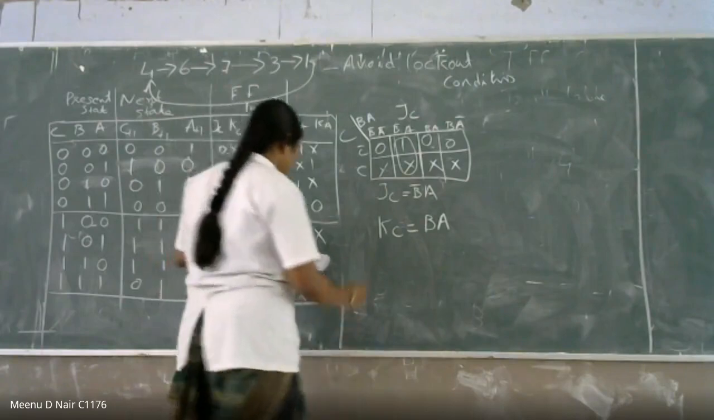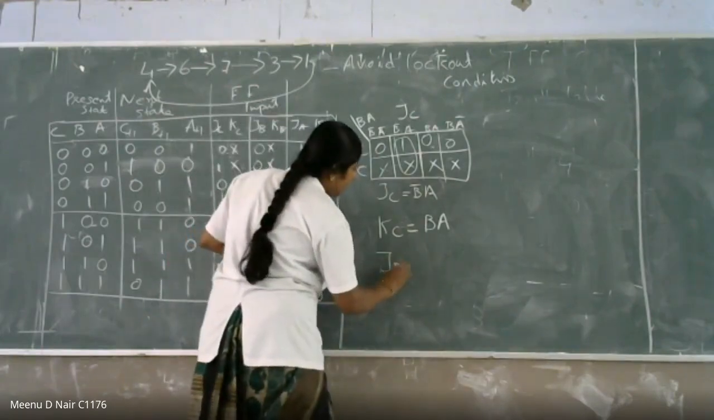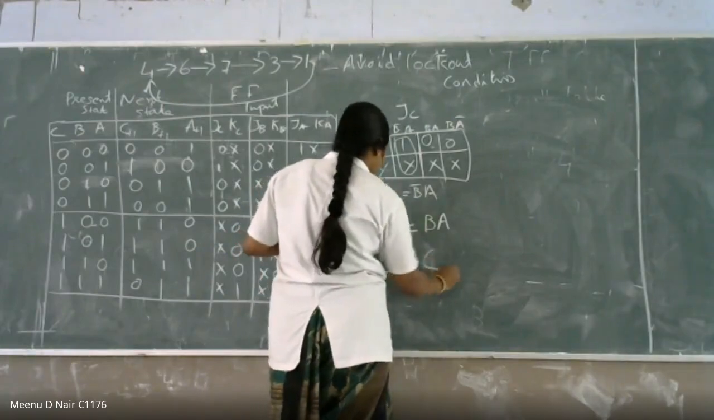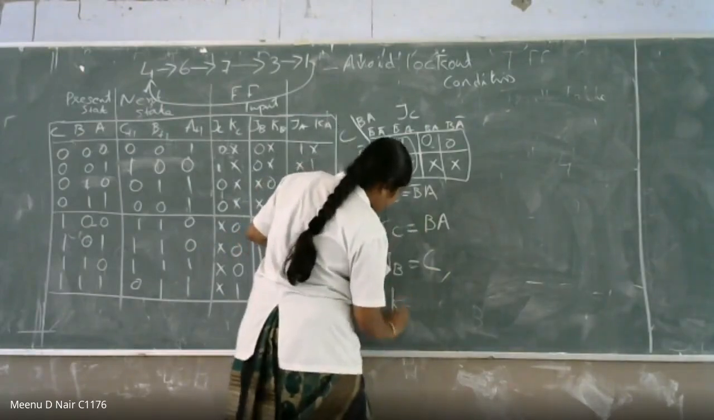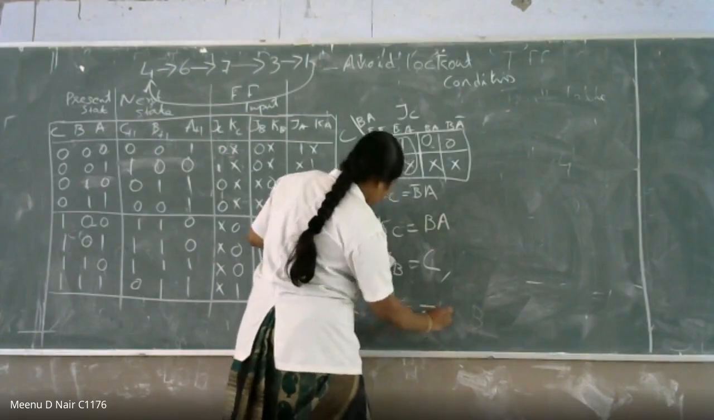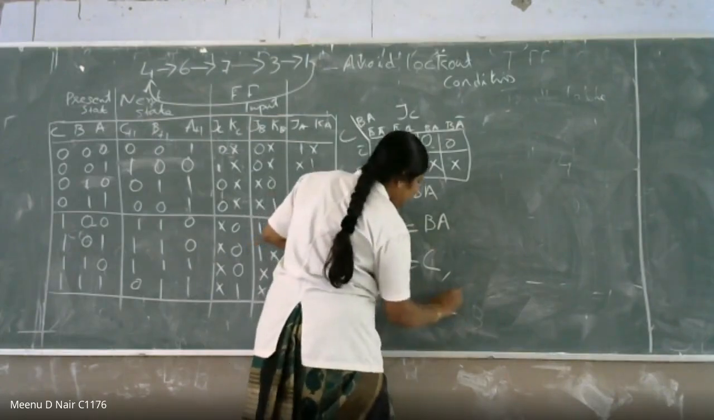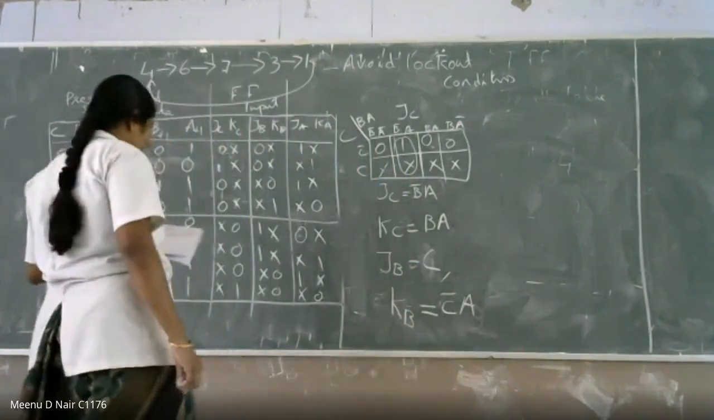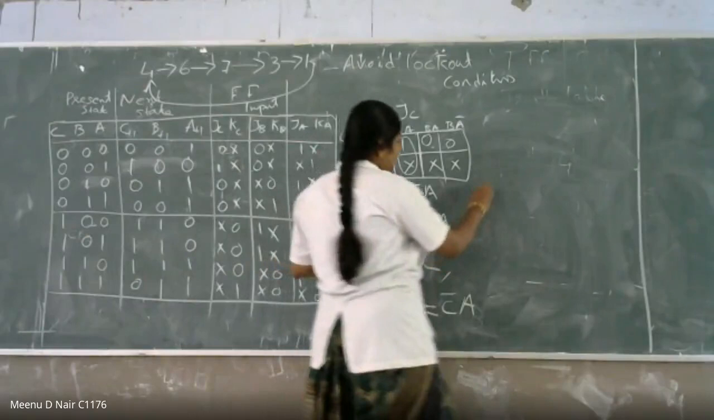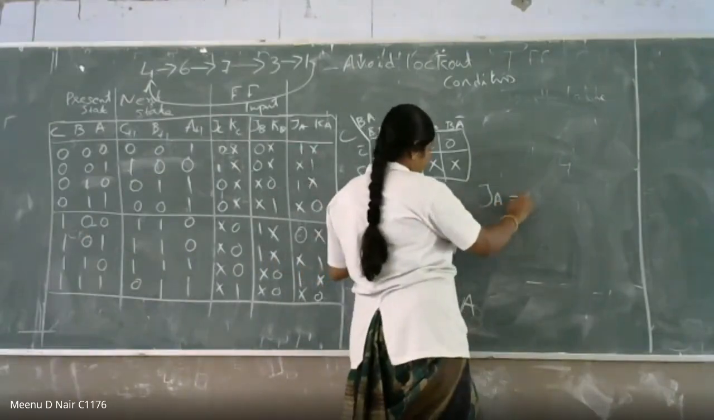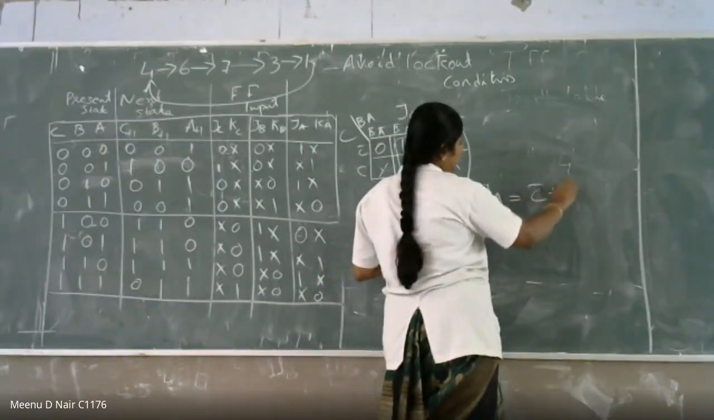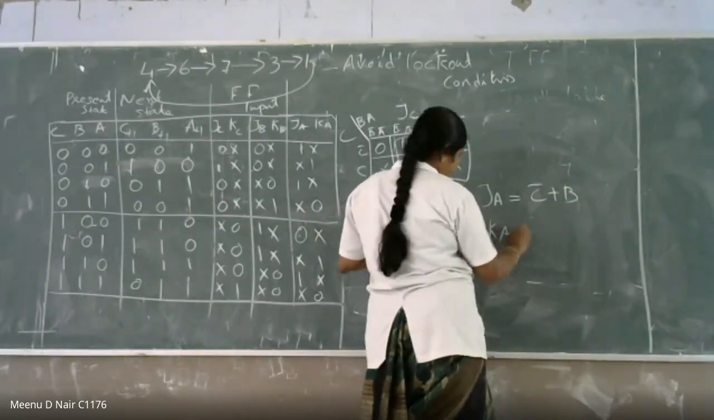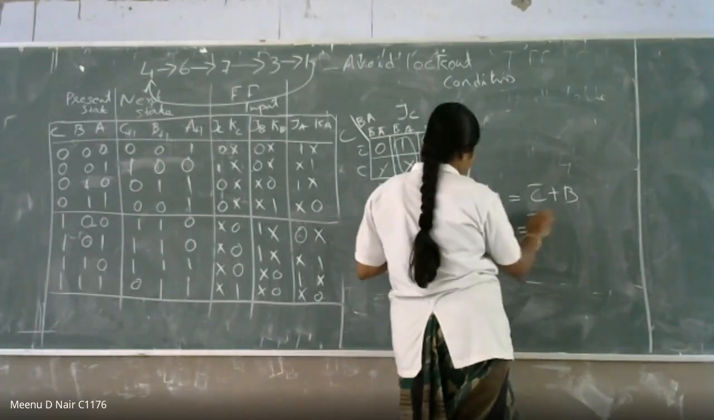Then what is next? JB. JB is equal to C and KB is equal to C bar A. And last one, JA is equal to C bar plus B and KA is equal to B bar.